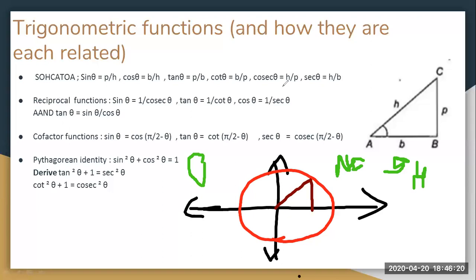Okay, I got you. Let's go. Okay, so this is our unit circle, and we are going to label this A, B, C. And the feature of our unit circle is its radius is 1.